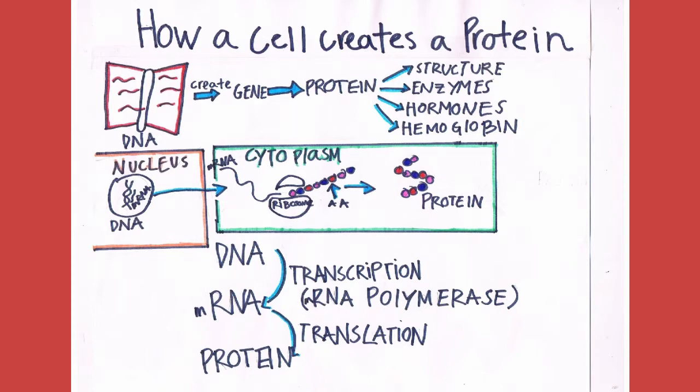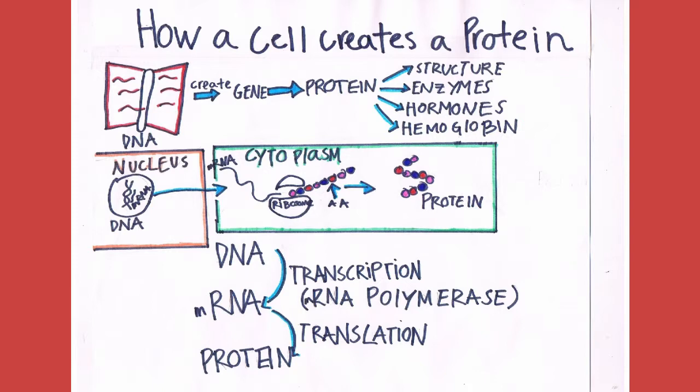How a cell creates proteins. DNA is like a book with a lot of information. The genes are the sentences of this book, which contain the information to produce a protein. Proteins are the building blocks of life and can have different functions. For example, they give us curly or straight hair.